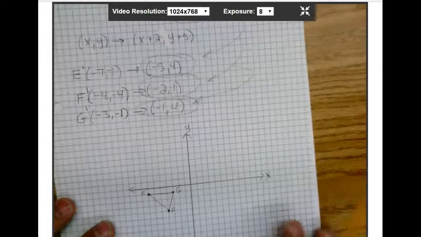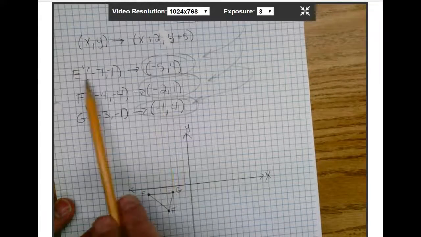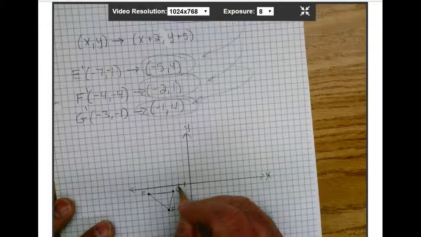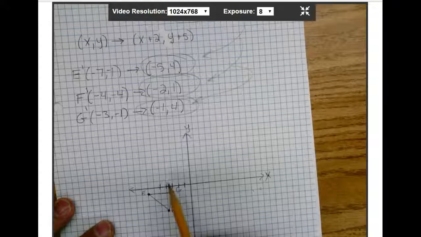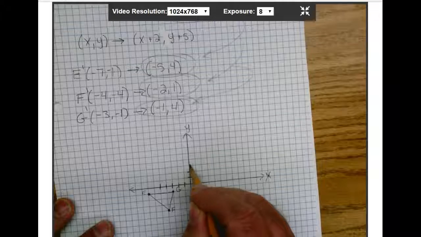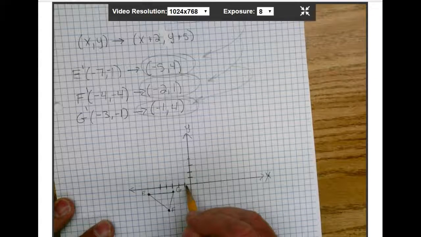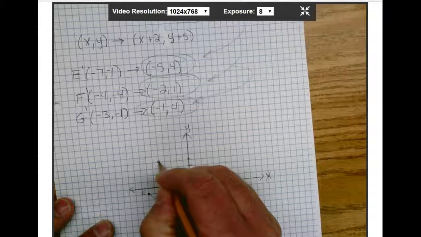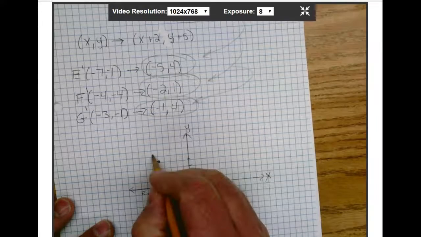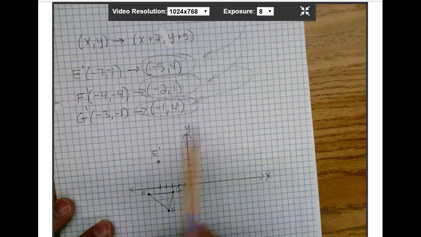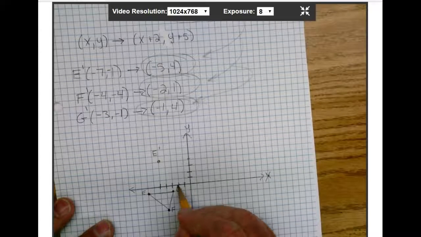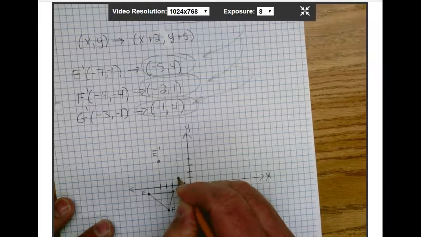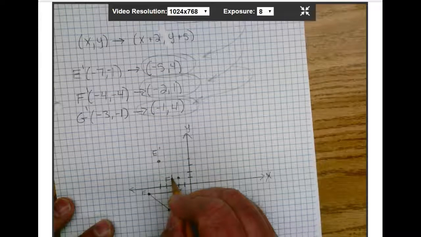So if we put these in here, we'll start with E prime, negative 5, 4. So we'd go 1, 2, 3, 4, 5. And then we would go up 4: 1, 2, 3, 4. We're going to go right up to here. That is E prime. And then we have F prime, negative 2, right there, and then we're going to go up 1. It's going to be right there. That's F prime.